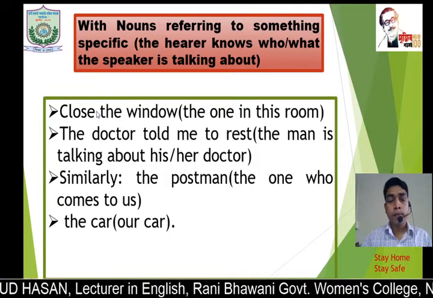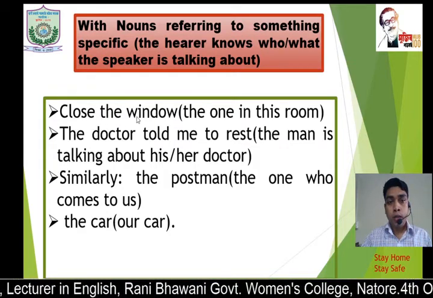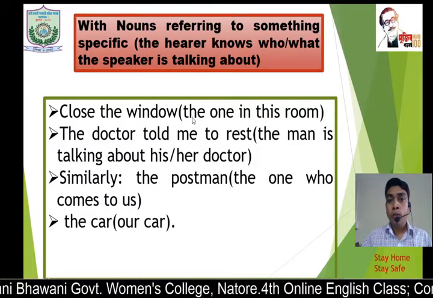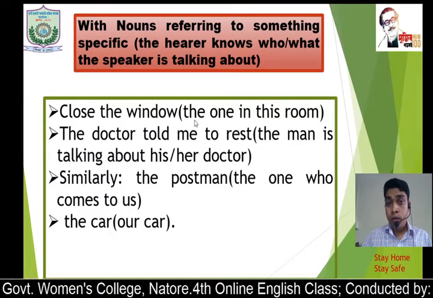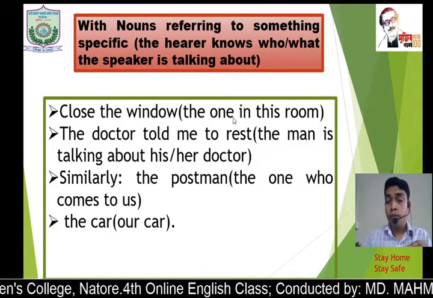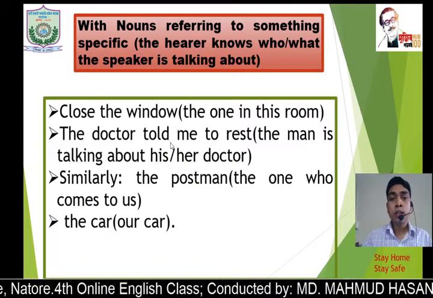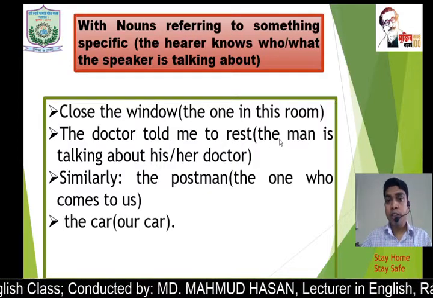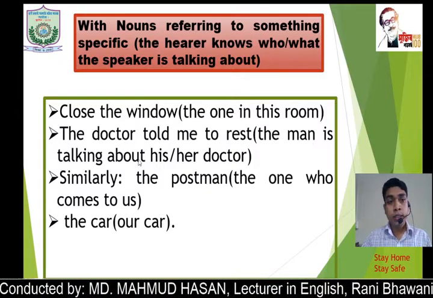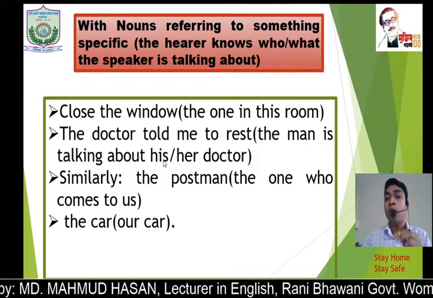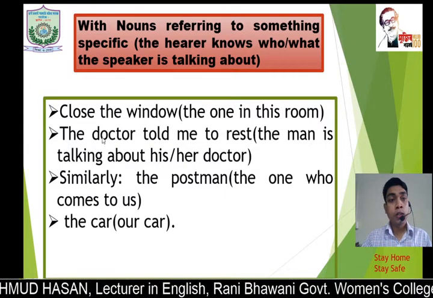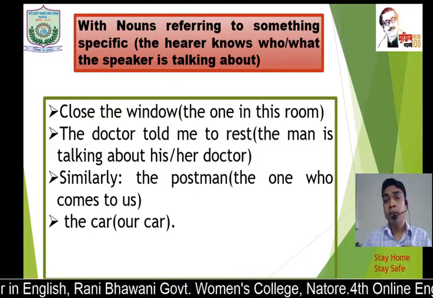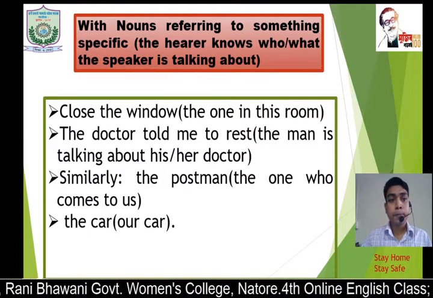Close the window. The window. Here we mean the window in this room. The doctor told me to rest. Actually, the patient is talking about his or her doctor. This is specific: the doctor, whom the patient refers to.